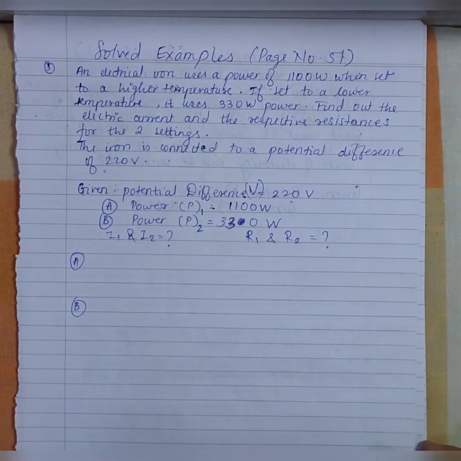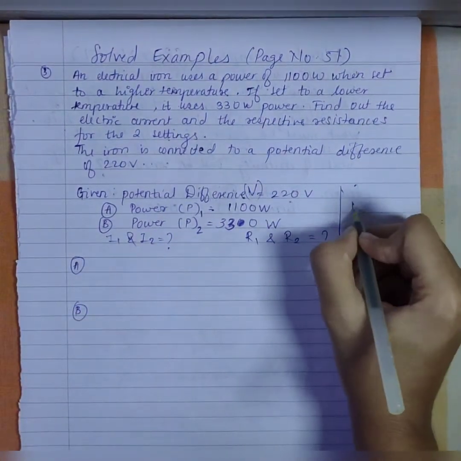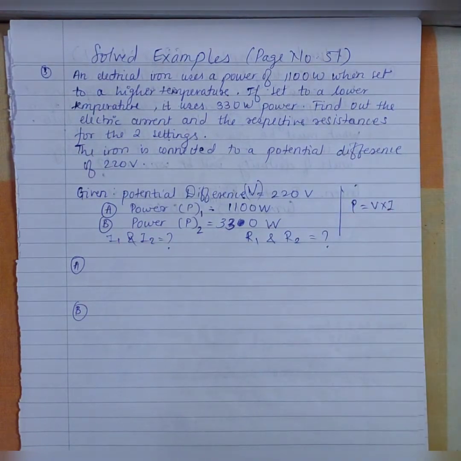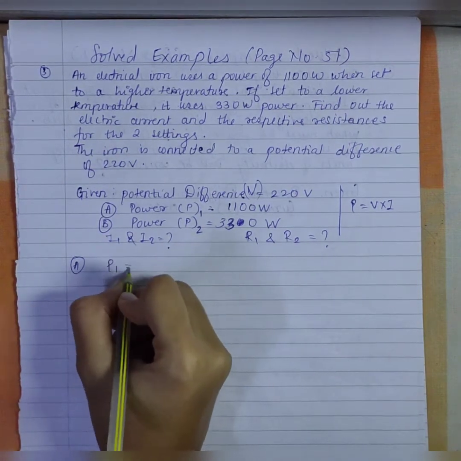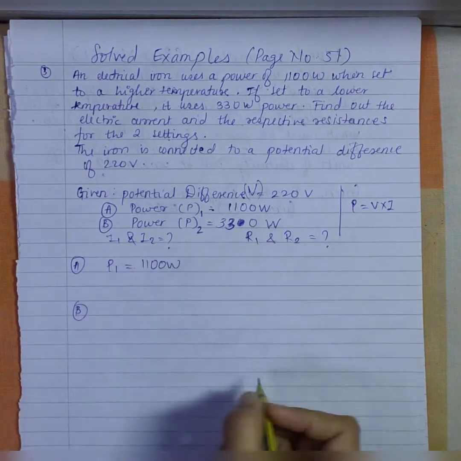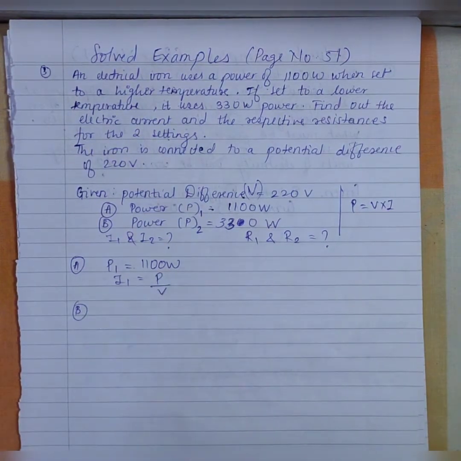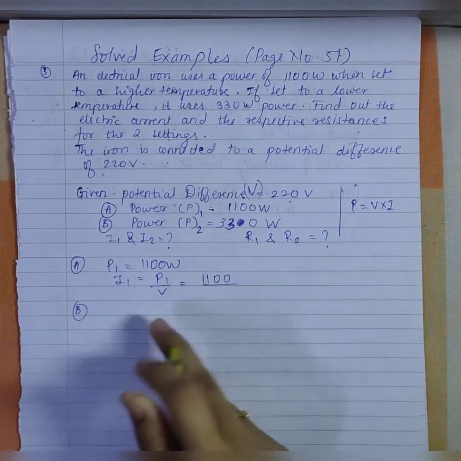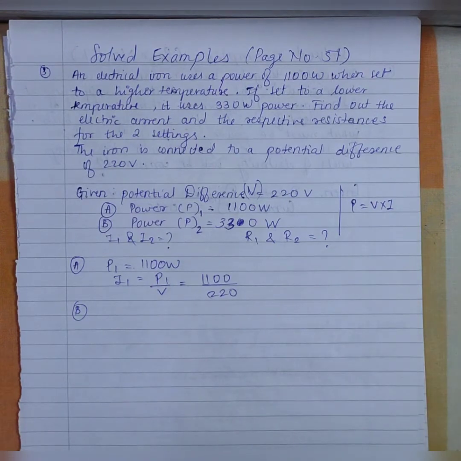Okay, so what do we have to find here? First I'll write down what is the formula used. P is equal to V into I. Okay, so I'll just start solving. For case A, when my P1 is equal to 1100 watt, what will be my I1? So I1 will be P upon V. What is my P here? P1 is 1100 upon V, 220, which is common. That is not changing at all.